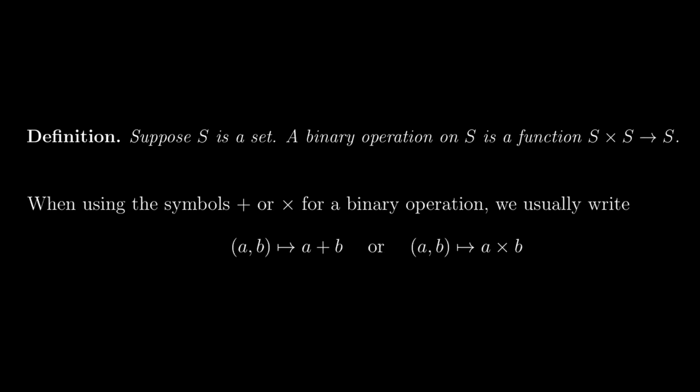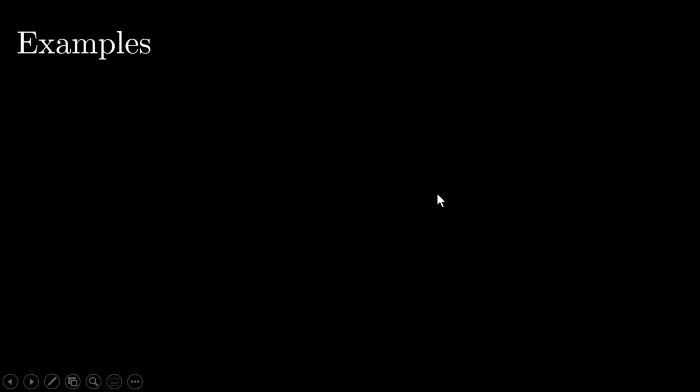And usually, if we have a symbol for the operation, this is a binary operation, sorry, binary because we're taking two elements. And if we have a symbol for the binary operation, we usually put it in between the two elements, right, as seen here. So we have this pair (a, b) maps to a plus b, or a times b, right? So let's go over some examples of some binary operations.